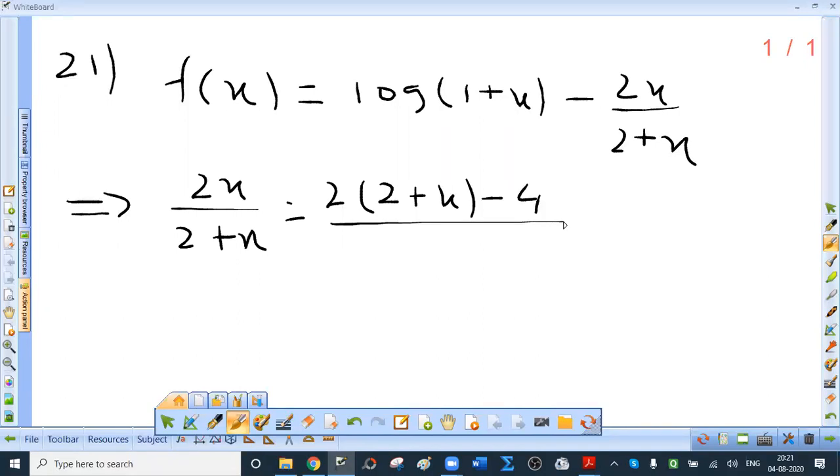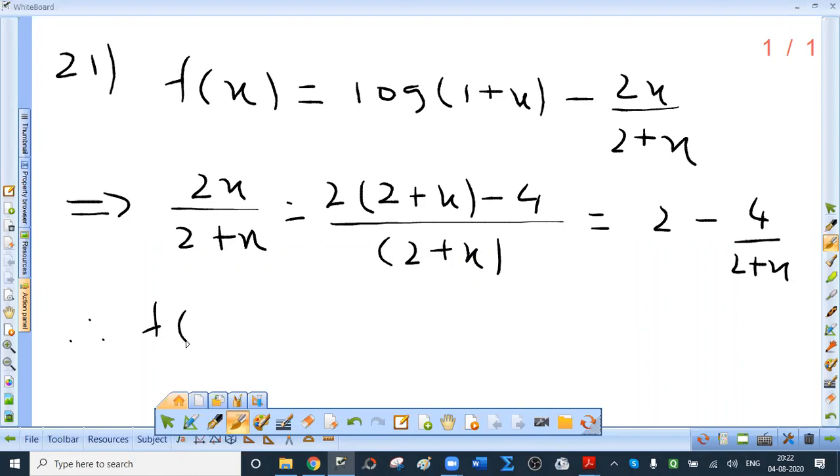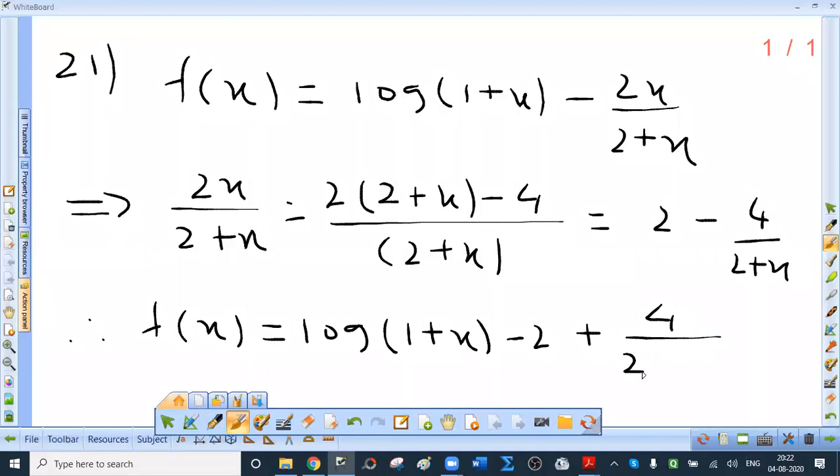Is this correct? Check this. Have I written the same numerator? Yes, I have. 4 plus 2x minus 4, that is 2x. Will it help? Of course. So this is 2, if you split the numerator, 2 minus 4 upon 2 plus x. Okay. So what is f x finally? f x is nothing but log of 1 plus x minus 2 plus, because minus minus plus, 4 upon 2 plus x.